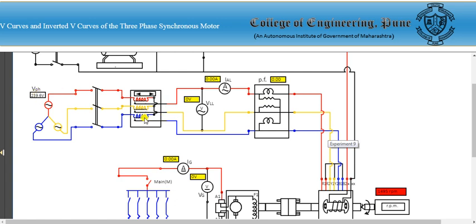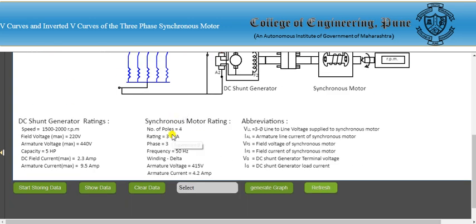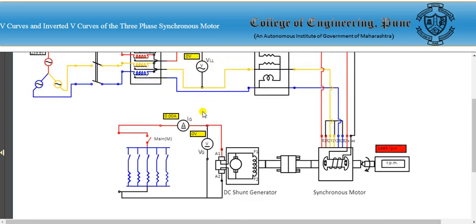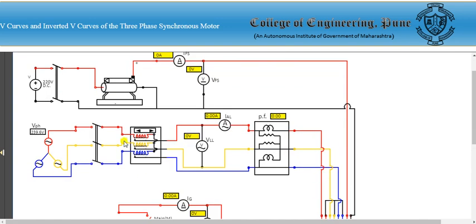The rated voltage is written over here, armature voltage 415 volt, the synchronous motor nameplate rating. So we have to provide 415 volt line to line to the stator armature of the synchronous motor. And this is the rotor field supply. See here, voltmeter is connected, ammeter is connected and the field rheostat is there. This is called the field rheostat.